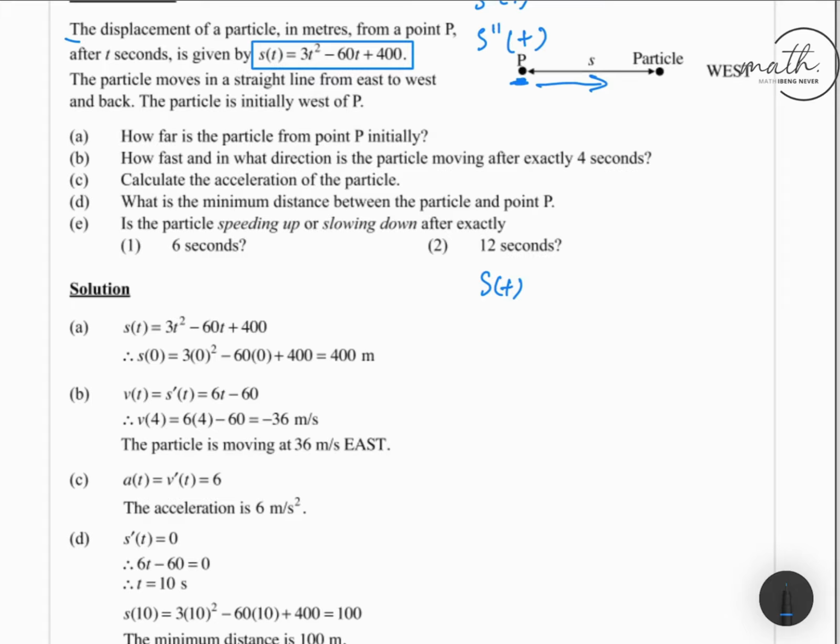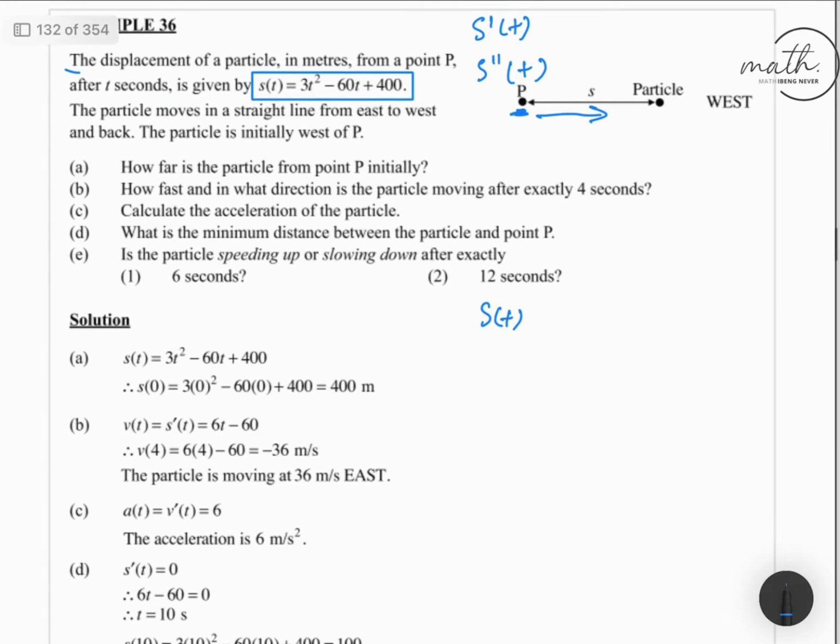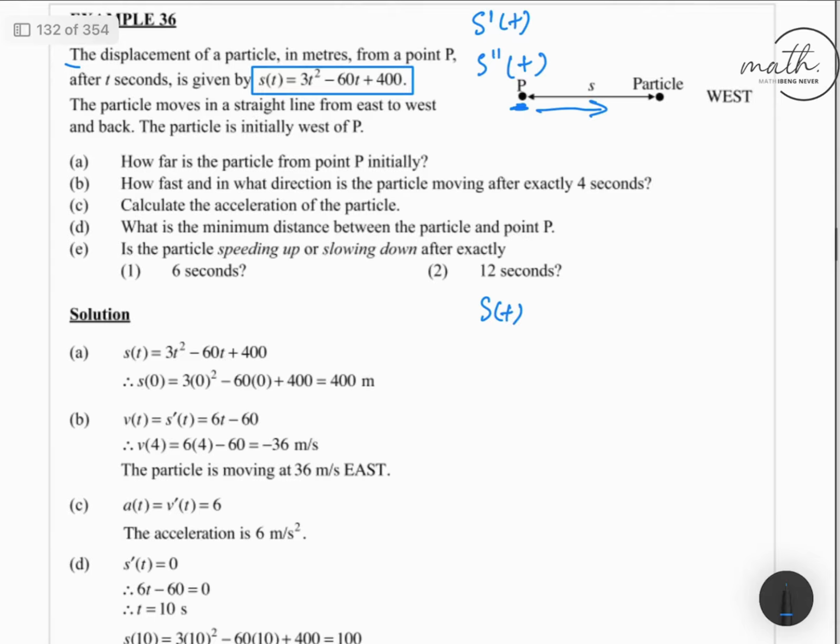A, how far is the particle from point P initially? Again, this gives you the distance, the position, so you just need to, remember before I said initially is when time is 0. So that's why the time there is just 0, and then you get that it's 400 meters.